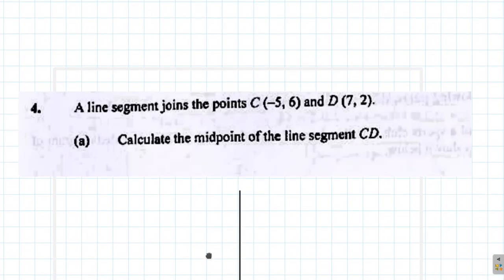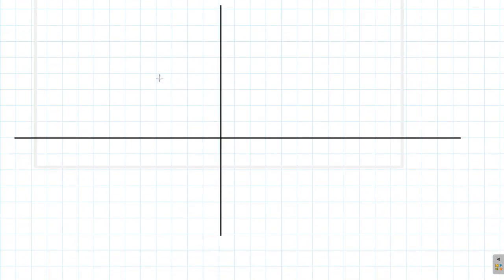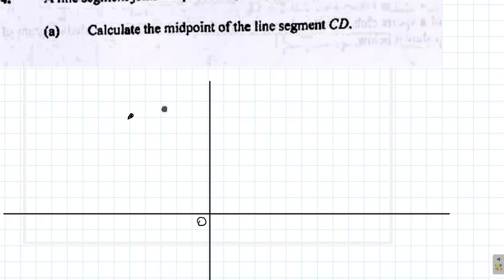Now C is at -5, 6. So let us say our origin is here, 0. -5: 1, 2, 3, 4, 5 to the left, and 6 up: 1, 2, 3, 4, 5, 6. Okay, so that's our point. What's the point again? C.